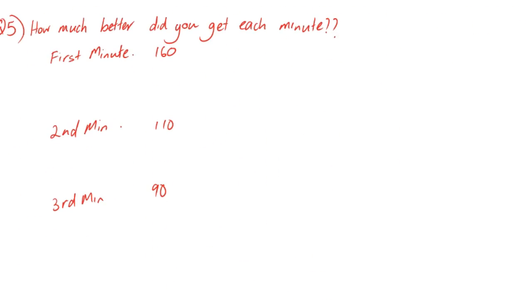Question 5 is then using that information to see how much better your heart rate got every minute. So straight after exercise, say your heart rate was 160 and by the second minute it was down to 110. That's improved or gone down by 50 beats per minute. But the second minute, from 2 minutes to 3 minutes, 110 to 90, it's only gone down 20 beats per minute.